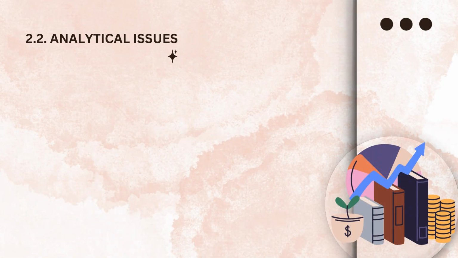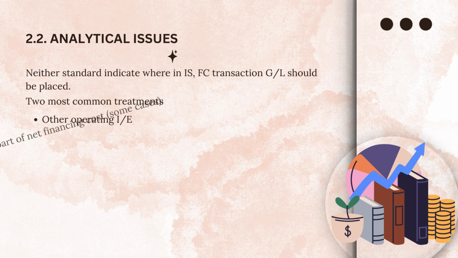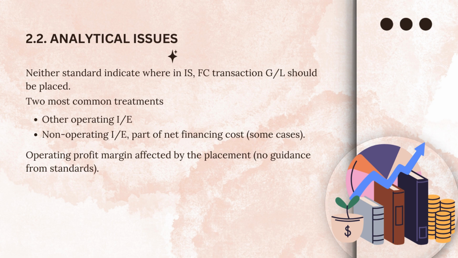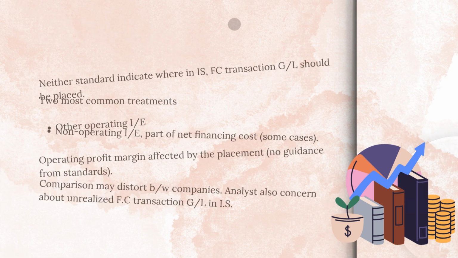2.2 Analytical issues. Neither standard indicates where in IS FC transaction G/L should be placed. 2 most common treatments. Other operating I/E. Non-operating I/E, part of net financing cost, in some cases. Operating profit margin is affected by the placement, with no guidance from standards. Comparison may distort between companies. Analyst also concerned about unrealized FC transaction G/L in IS.